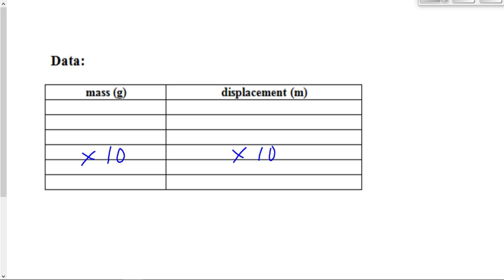What do you think you're going to do with this table? We are going to ultimately turn it into a graph, but we have to do a force displacement table first.